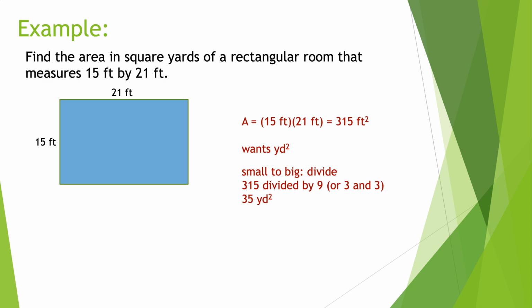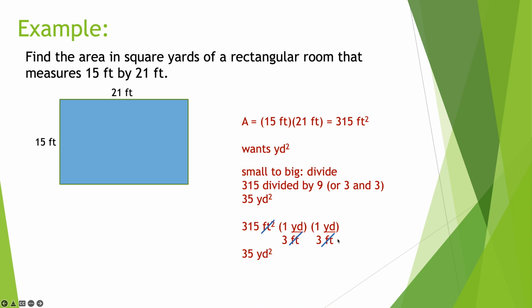315 divided by 9 is 35 square yards. Okay? So 315 square feet, 3 feet each yard. There's your division factor, 35 square yards. Okay, this is if you were doing the technique where you cancel everything out, see?